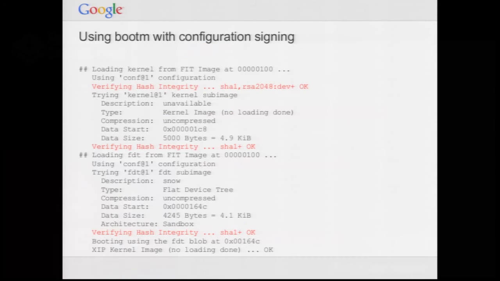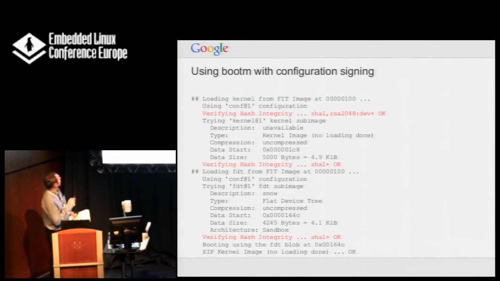So when you use bootm with configuration signing, this is what you get. As soon as you select the configuration that you want to boot, conf1, you'll get this verifying hash integrity business here. And it will verify essentially that everything looks good so far. And then when you load each of the images, the kernel and the FDT, it will then check the hashes to make sure that it still looks good, and you're done.